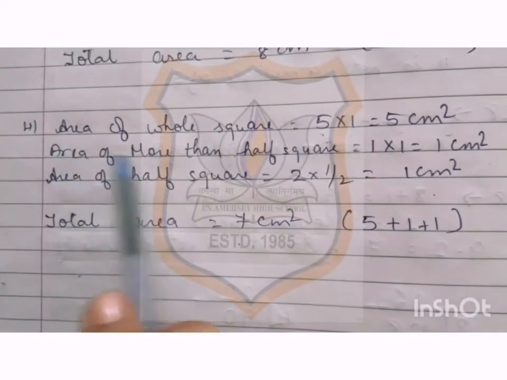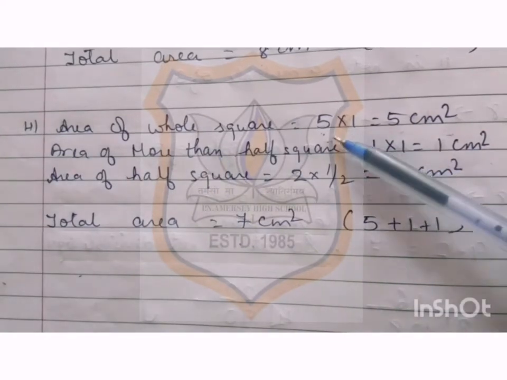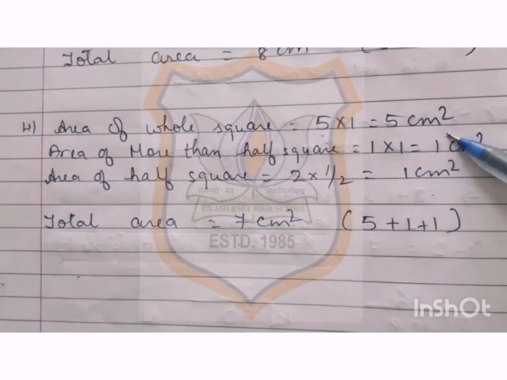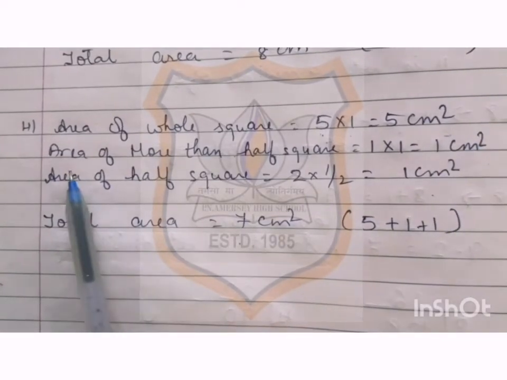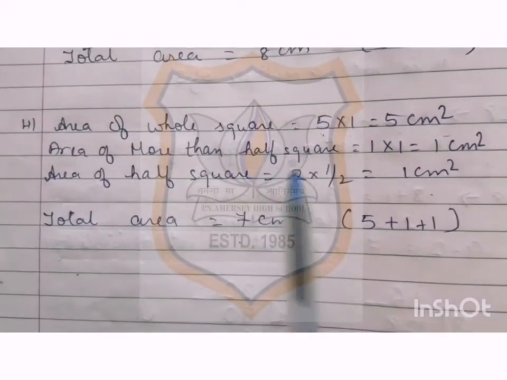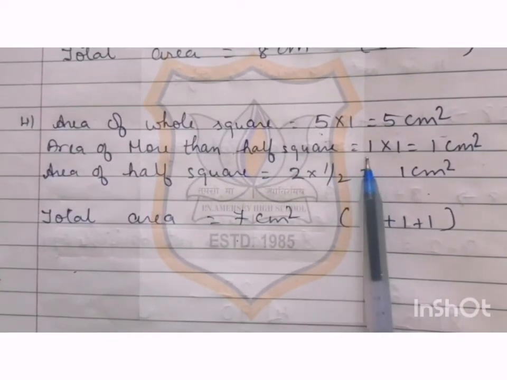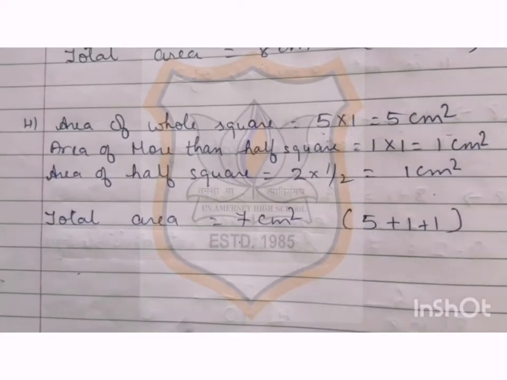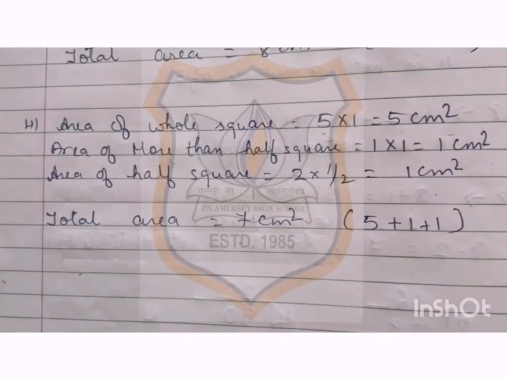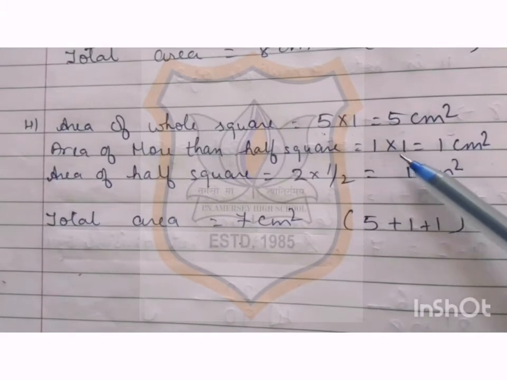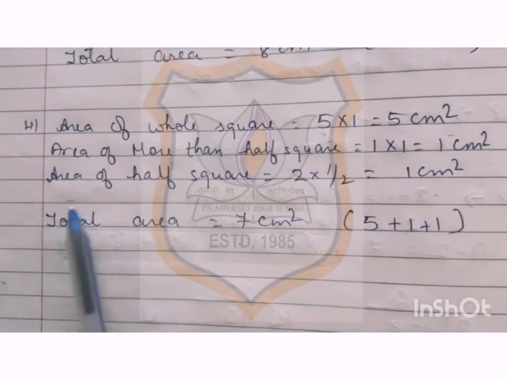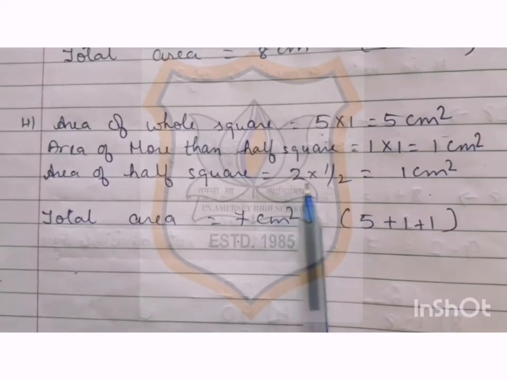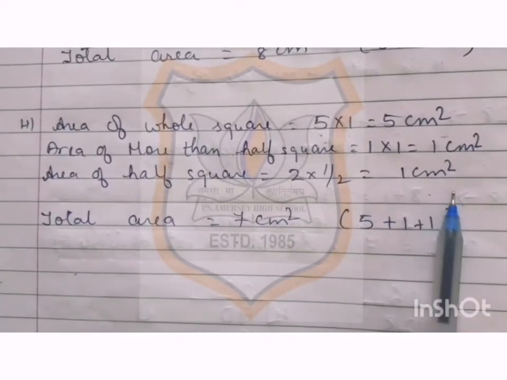The first area of whole squares is, as we have counted earlier, there were 5 whole squares. We will multiply 5 by 1. We will get 5 centimeter square. And area of more than half square, there was 1 more than half square. So we will multiply 1 by 1. As I have explained earlier, we will count more than half square as whole square. So by multiplying 1 by 1, we get 1 centimeter square. Area of half squares, there were 2 half squares. So by multiplying 2 by half, we get 1 centimeter square.